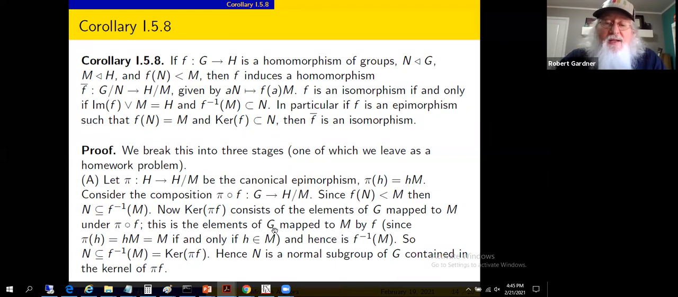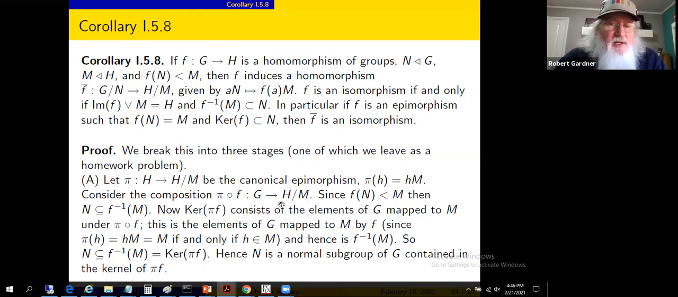That is, the elements of G mapped to M by F. All right, let's dissect that a little bit. Pi f deals with a mapping into H, followed by a mapping into the quotient group. So ultimately, we're getting the codomain to be H mod M.